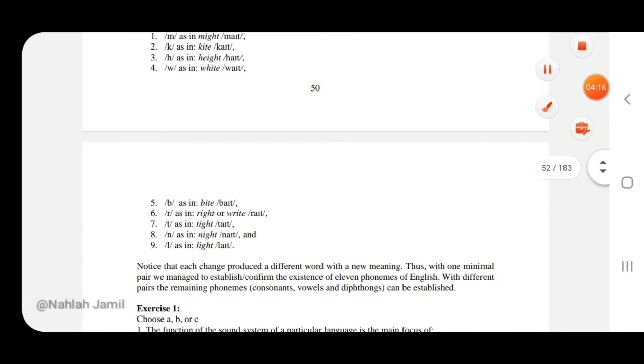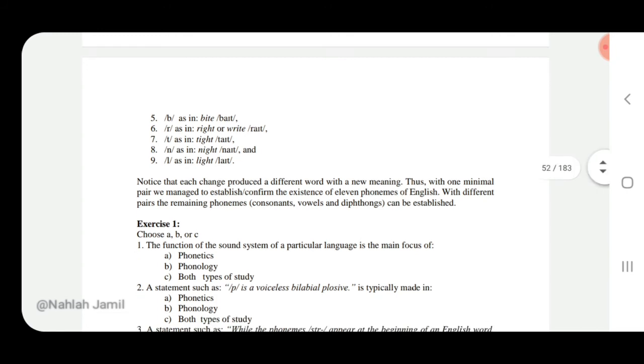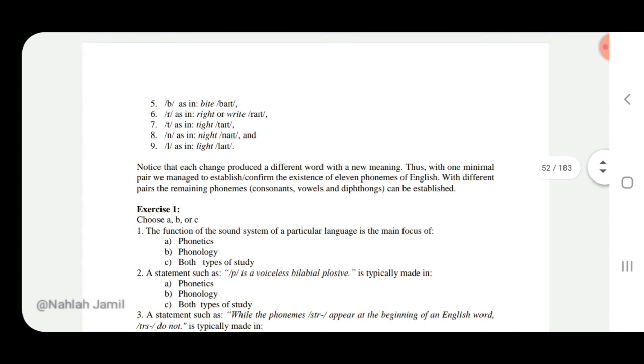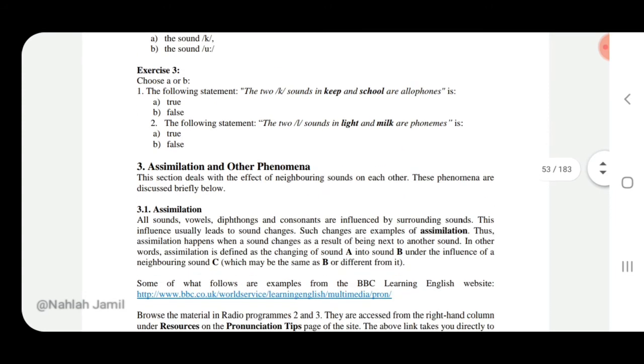Here we have a continuation of more examples, and here they're saying that if the phoneme in number 5, b, is replaced with r, or r is replaced with b, it's going to change the meaning, and that is it. Then the exercises, we will see them later.